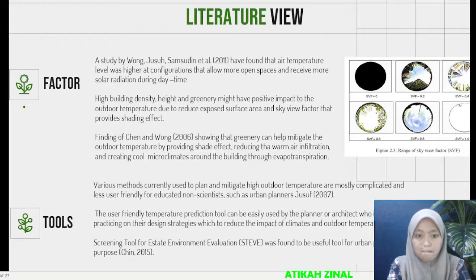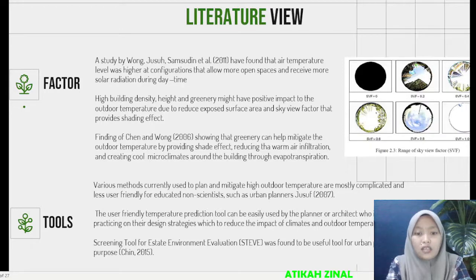Okay, next. This might be the factor. The air temperature level was higher in configurations that allow more open space and receive more solar radiation during the daytime. That is a study by Wong, Joseph, and some students in 2011. High building density, height, and greenery might have a positive impact on outdoor temperature due to reduced exposed surface area and sky view factor, which provide a shading effect.